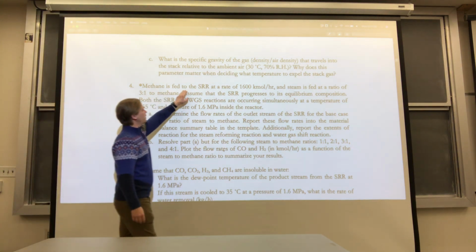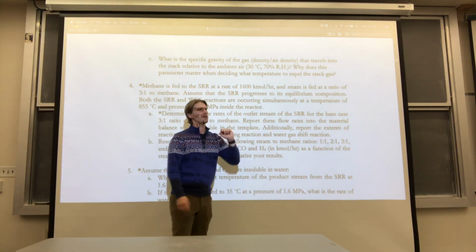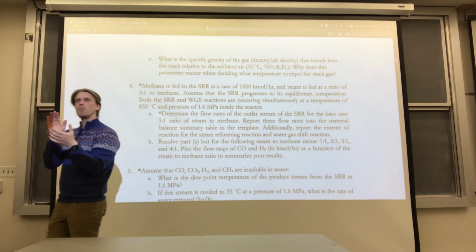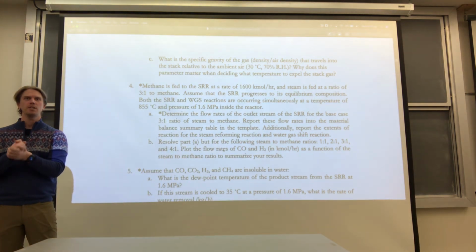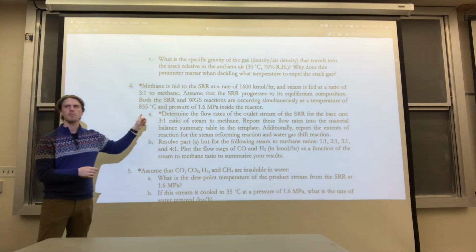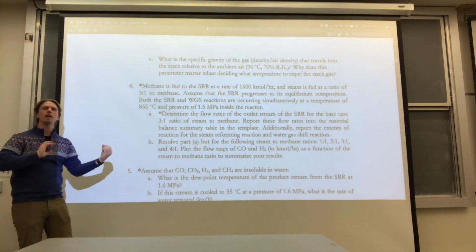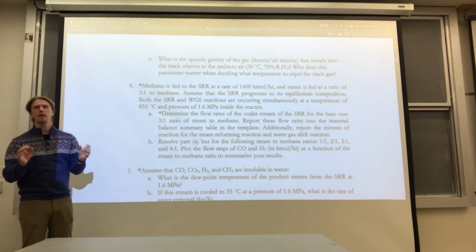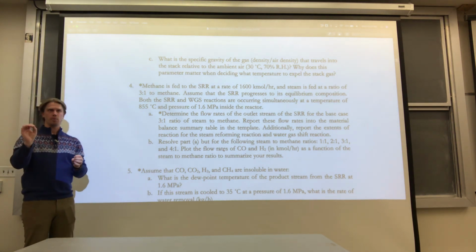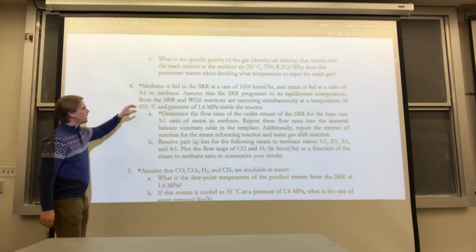So the methane fed to the steam reforming reaction at 1,600 kilomoles per hour. This is our basis for the whole project. 1,600 kilomoles per hour is our basis. This does not include the steam that goes into combustion, but we're not worrying about where the energy comes from right now. That's going to be a problem for part 2 of the project. Okay?